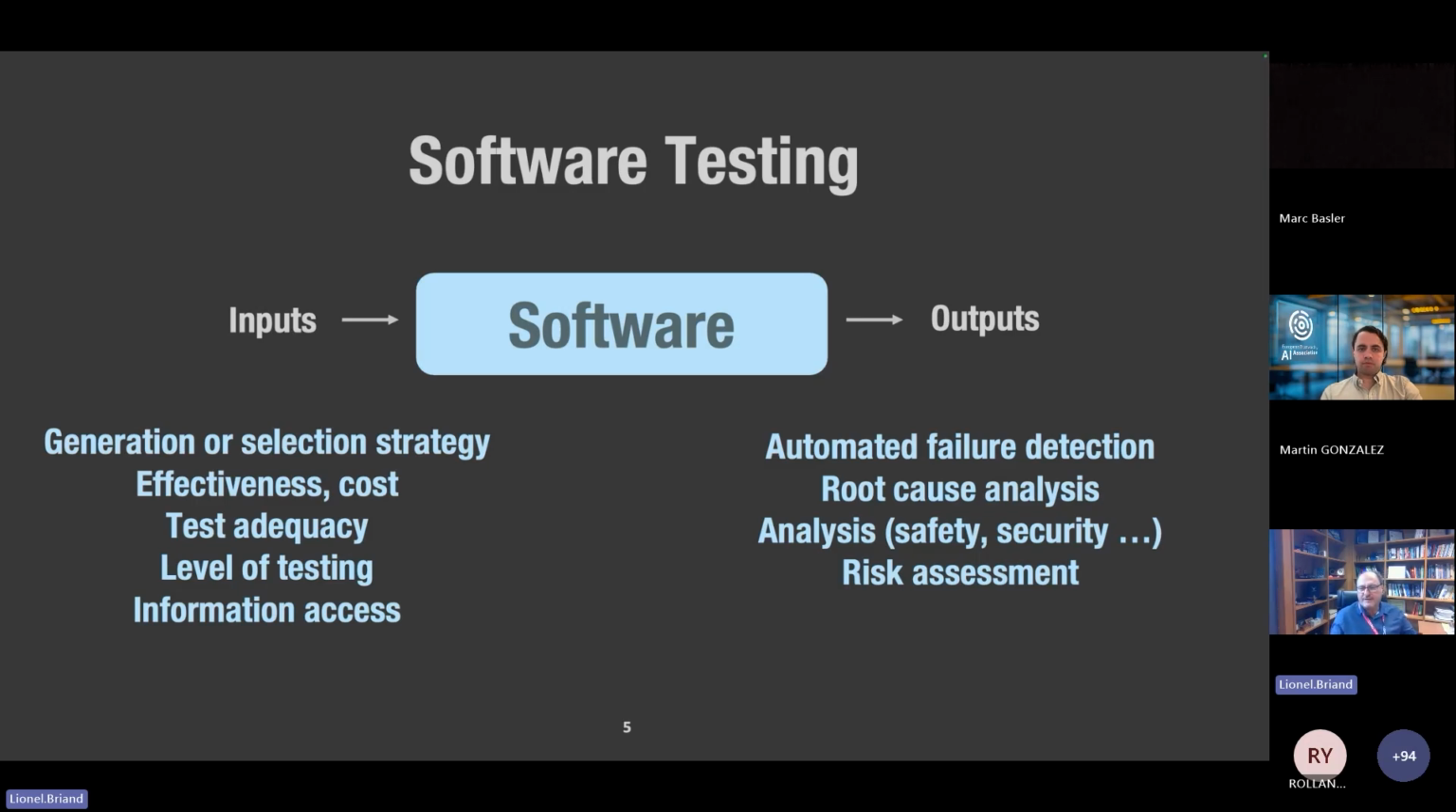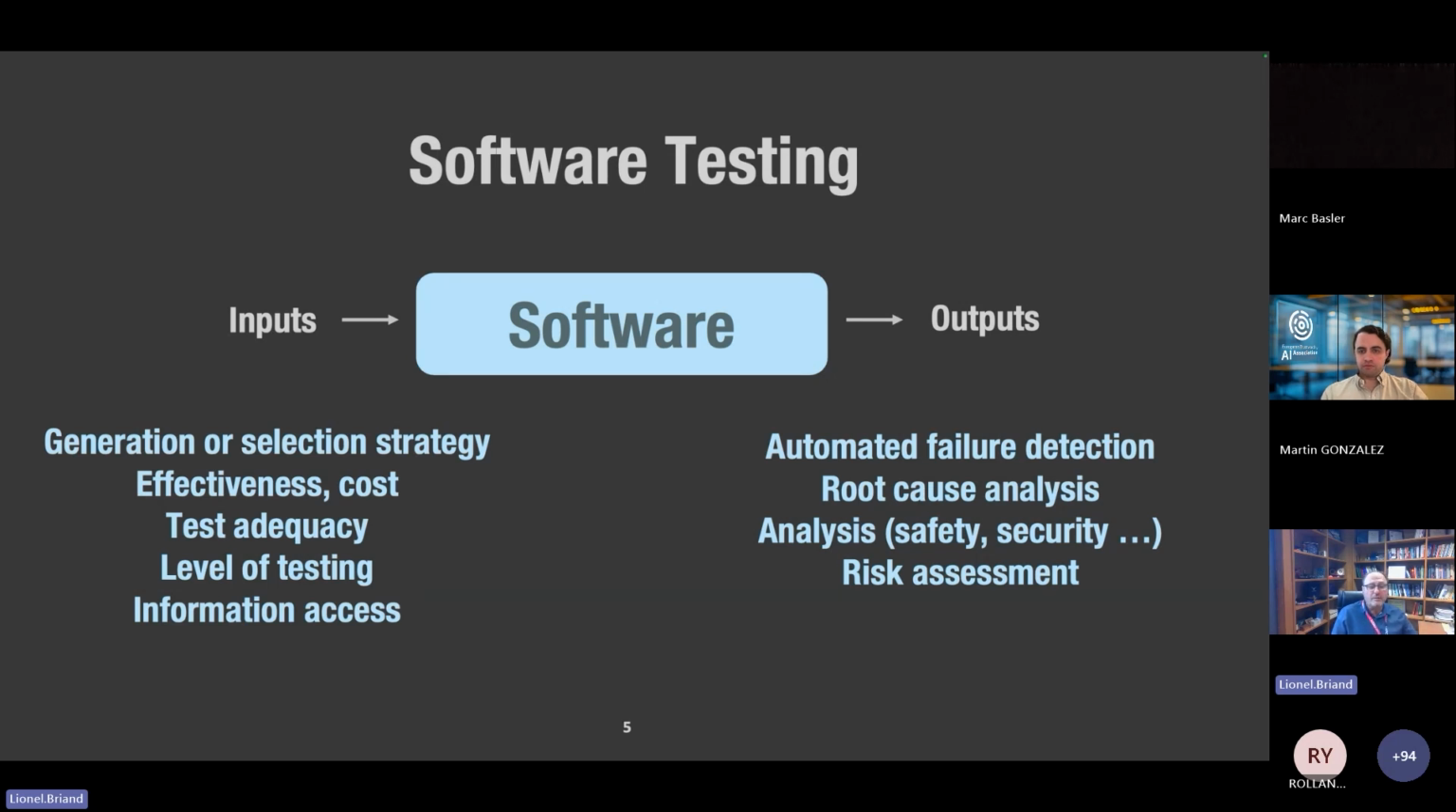There are different levels of testing. You can test components, you can do integration testing, you can do system testing. And another question is, what information do you have access to? Do you have access to source code or not? Are you driven by specifications? So it's a very vast field of research.